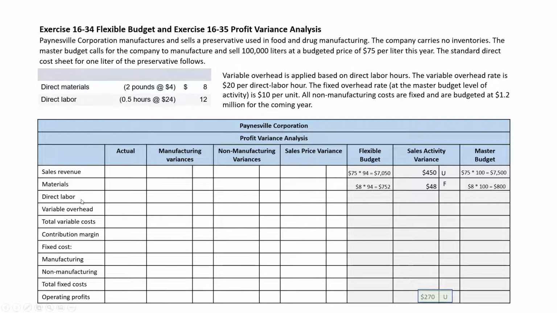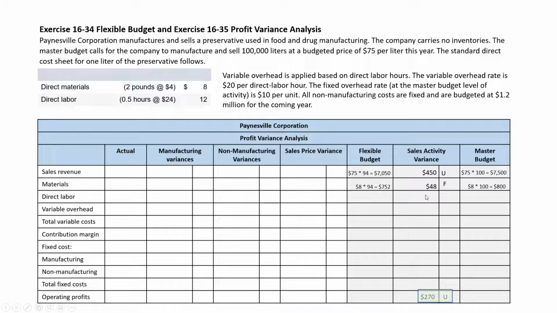I'm not going to work through direct labor and variable overhead. The only thing I'm going to comment is I also expect those to be favorable variances for sales activity, just like we had for my materials, because the only thing driving the difference for the sales activity variance is the volume difference of 94 versus 100, and that's the same no matter if we're talking about materials, direct labor, variable overhead, or any other variable difference. So that pattern is going to hold.